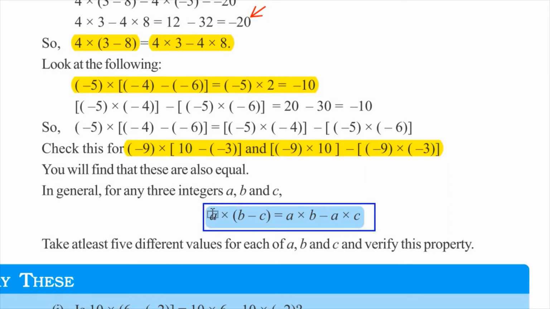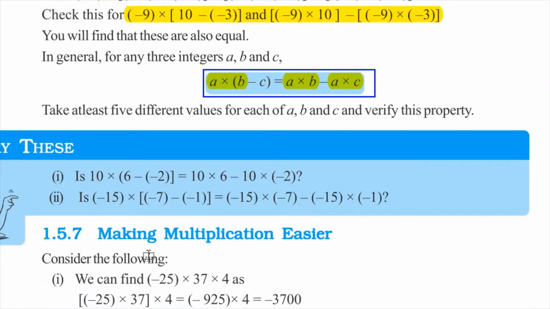Again, we have two groups here. That is, a into b has actually formed one group, and then we have a into c, that is the second group. And then we have this minus operator copied exactly to the right hand side. Again, take at least 5 different values for each a, b and c and verify this property.